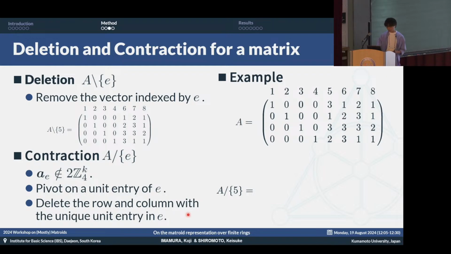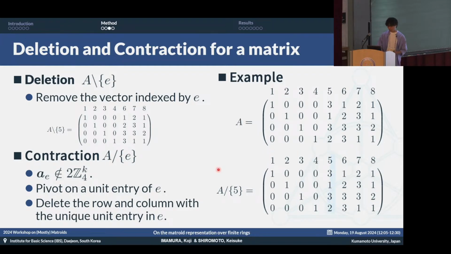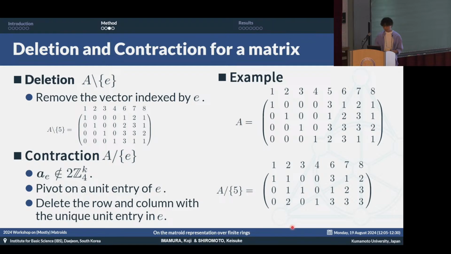So for example, let A be the previous matrix and consider its contraction by 5. First, pivot on the second entry of the fifth column, and then delete the second row and fifth column. So this is the result of the contraction of A by 5. Analogously to the terminology for matroids, we call a matrix obtained by a sequence of deletions and contractions of A a minor of A.